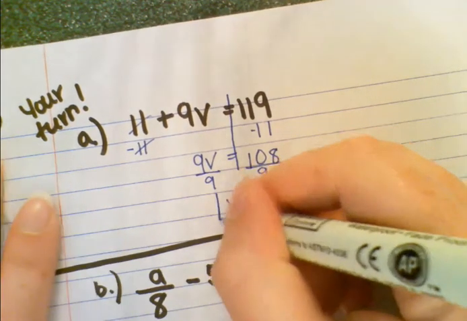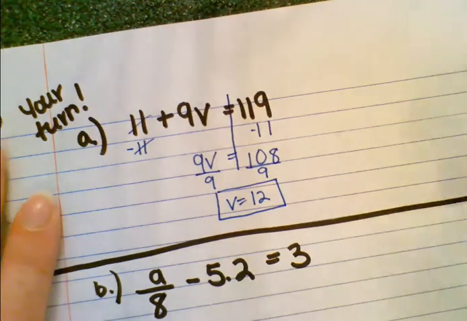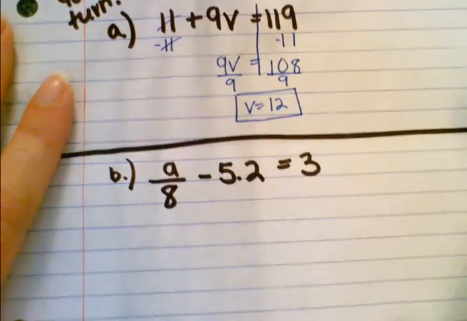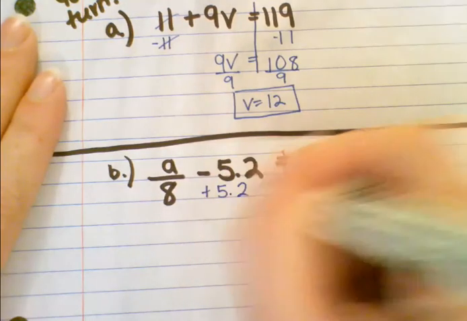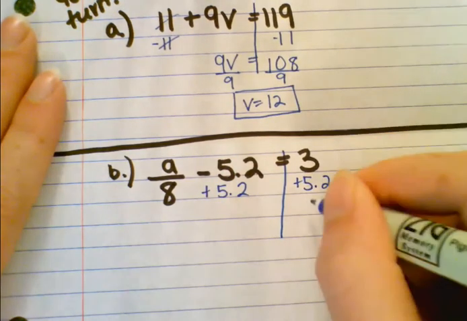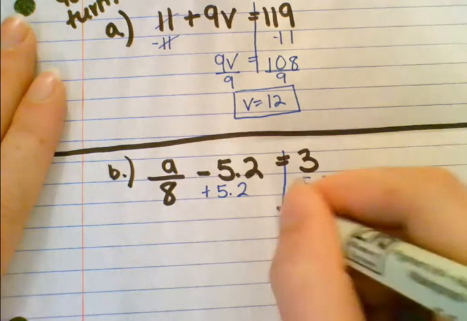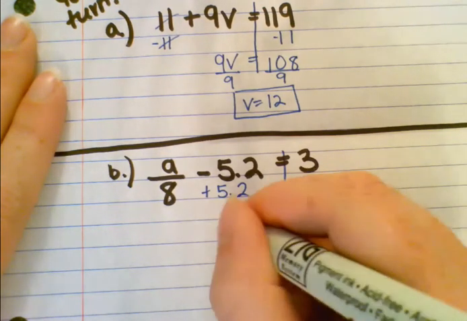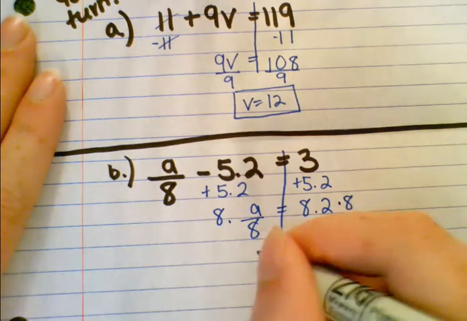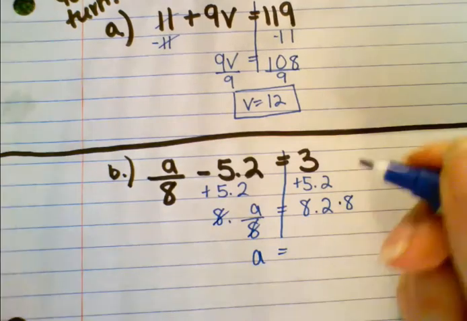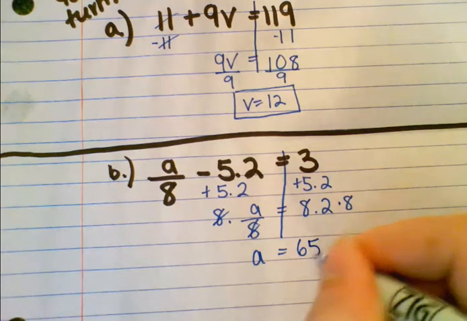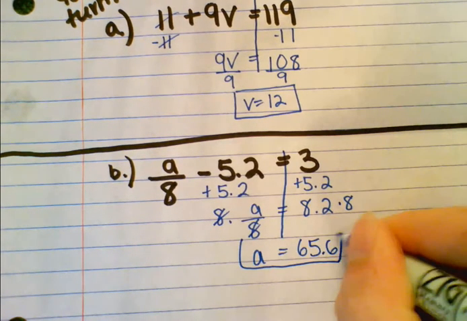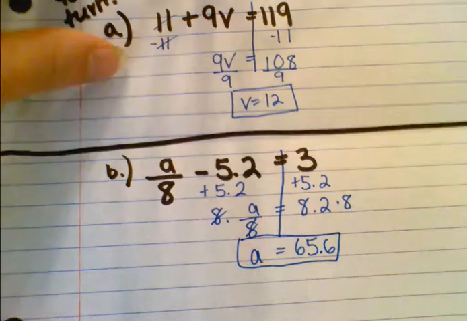108 divided by 9 is 12. I'm not going to show my checks, but you should have checks on the side, please. Alright, letter B, we're going to want to solve for A, so we're going to add 5.2 to both sides, so we get 8.2 equals A over 8. Multiply both sides by 8, so A equals 8.2 times 8, you're going to get 65.6, and again you should be showing your check on the side, but I'm not going to for the sake of time.